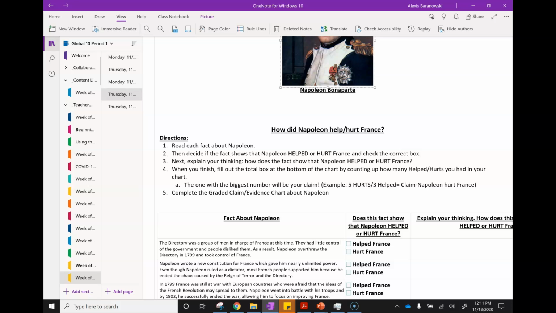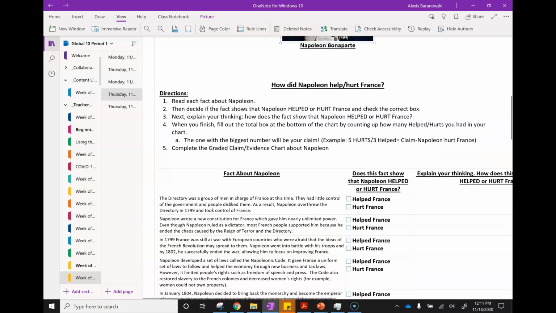I'm going to stop the directions there and do an example for you so you can see what we expect, okay? So I'm going to read this first fact here about Napoleon. It says, the Directory was a group of men in charge of France at this time. They had little control over the government and people disliked them. As a result, Napoleon overthrew the Directory in 1799 and took control of France.